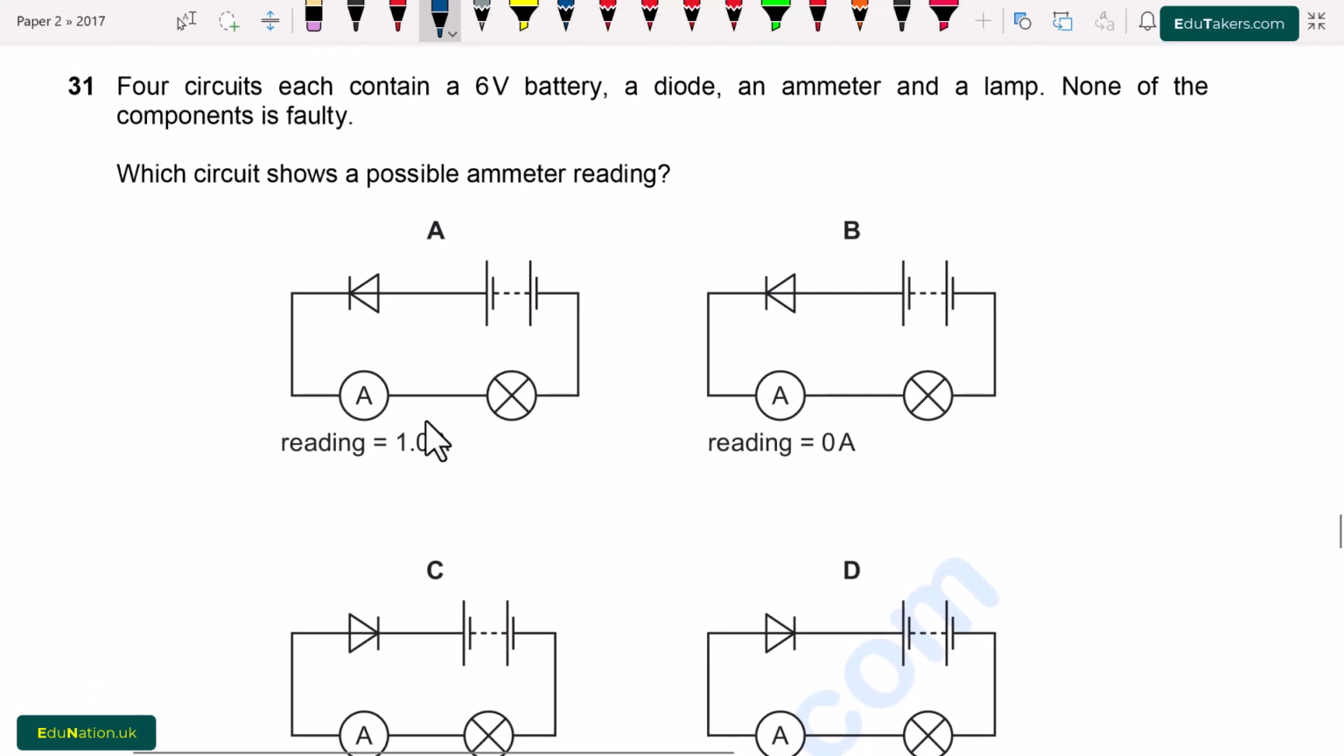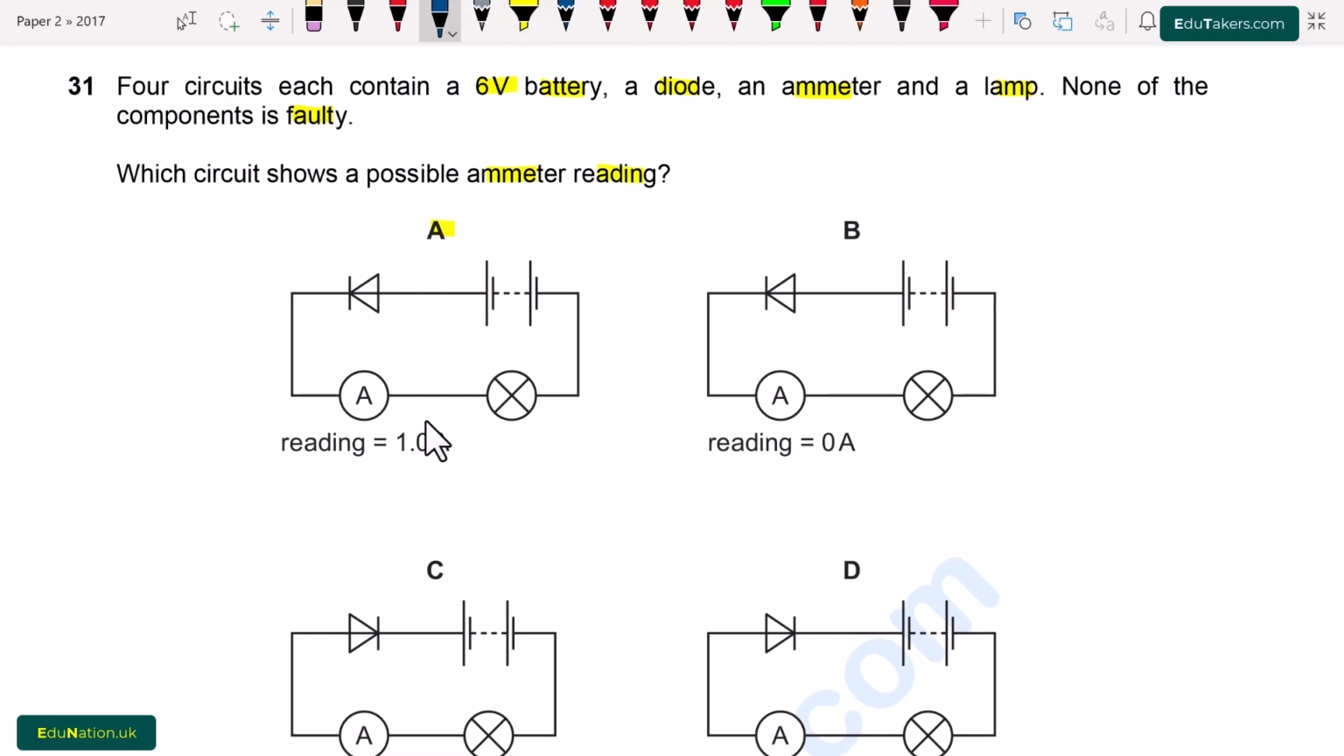Question number 31. Four circuits each contain a 6 volt battery, a diode, an ammeter and a lamp. None of these components is faulty. Which circuit shows a possible ammeter reading? So there is option A.